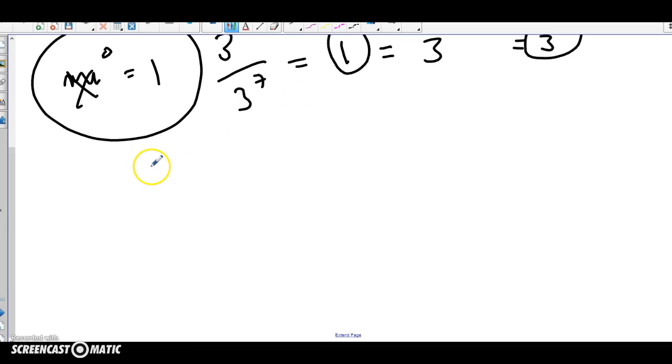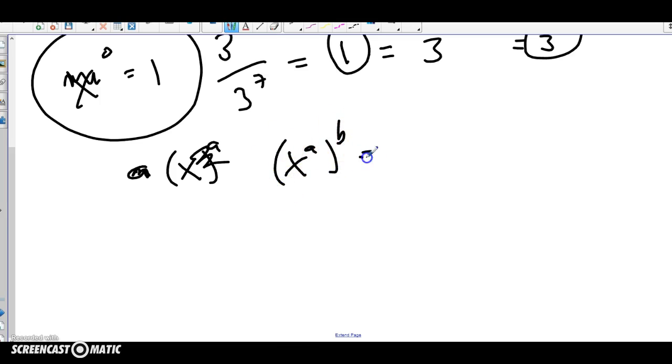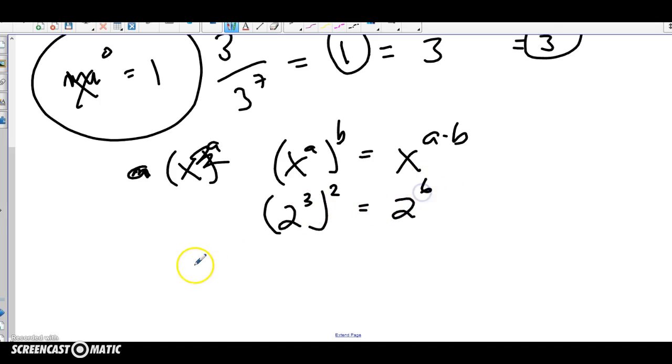So what that means is, if you have x to the a to the b, this is the general rule: x to the a to the b is equal to x to the a times b. So 2 cubed squared is equal to 2 to the 3 times 2, which is 2 to the 6. And let's prove that for a second.